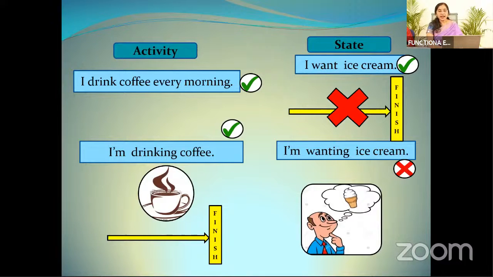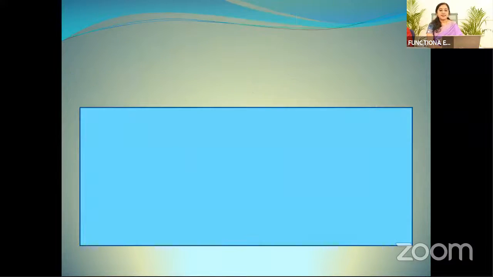This is an activity verb. It's an act. You can physically feel it. And this is a state verb. And therefore, you cannot use it in the continuous tenses. Next.